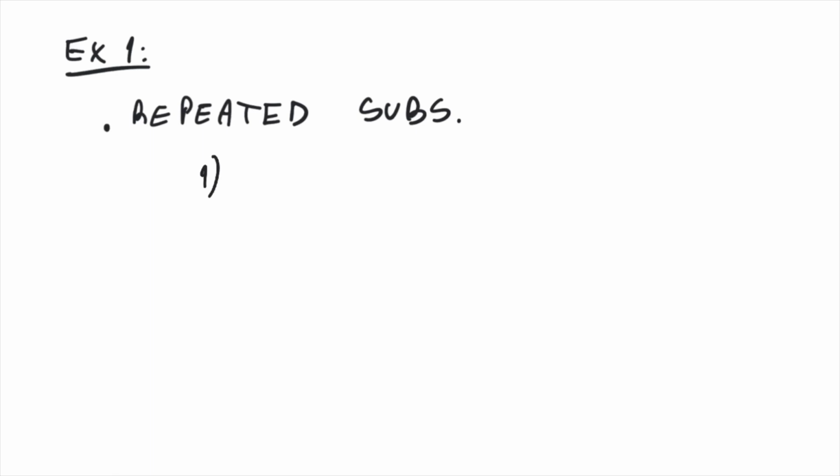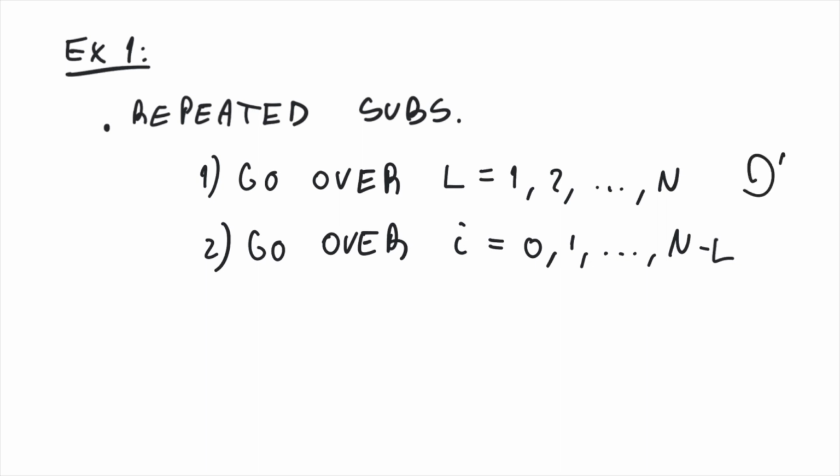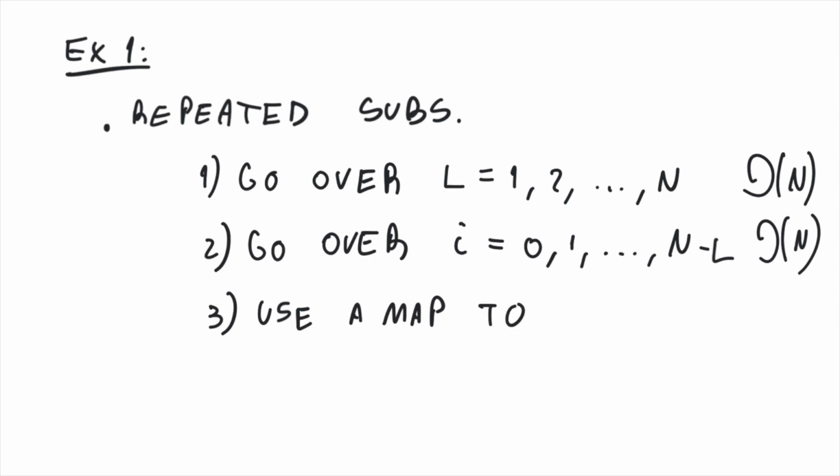Naively, you would first go over the lengths of the substrings, which can be 1, 2, up to n. Then you would go over the positions. Let's say i, they can go from 0, 1, and this would go up to n minus l. These would be the positions where the substring starts. The first step gives you a factor O(n), the second step gives you a factor O(n), and the third step would be to use a map or some other structure to count repetitions.